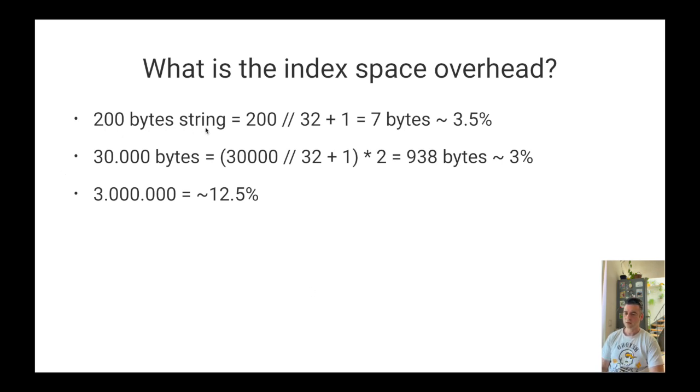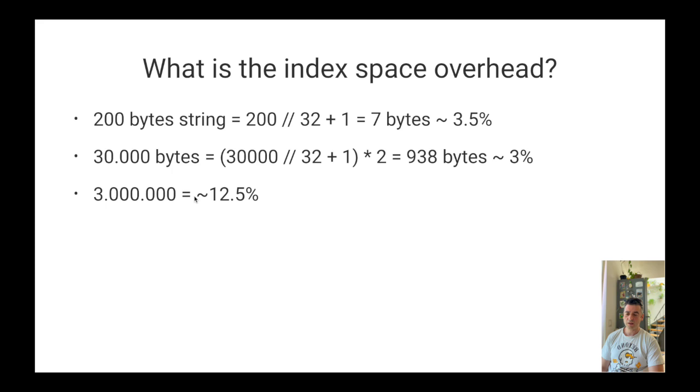We have a 200 byte string: 200 divided by 32, ceiling, plus 1 is 7, and 7 bytes is approximately 3.5% overhead compared to 200 bytes. So 7 divided by 200 is 3.5%. For 30,000 bytes, we divide by 32 plus 1, and multiply by 2 because we need to store the index entries in 2 bytes, like uint16, and then we have 938 bytes divided by 30,000. It's approximately 3% as well.